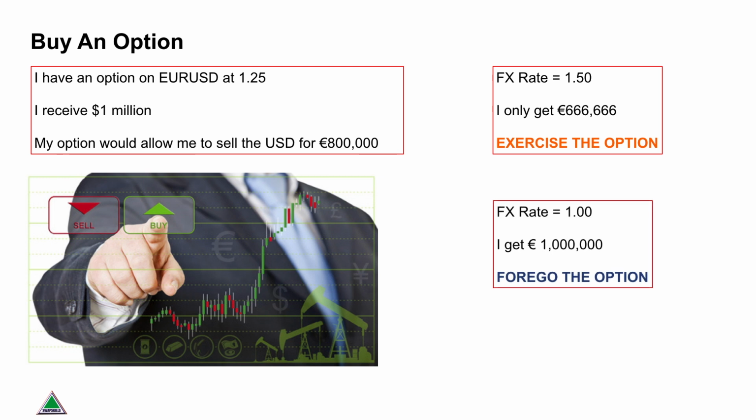But what happens if it goes to 1? So €1 is equivalent to $1. All I'll do is let my option lapse, so lose a bit of premium. I had to pay for it, remember, up front. But I will enjoy seeing my $1 million now turn into 1 million euros. Great.